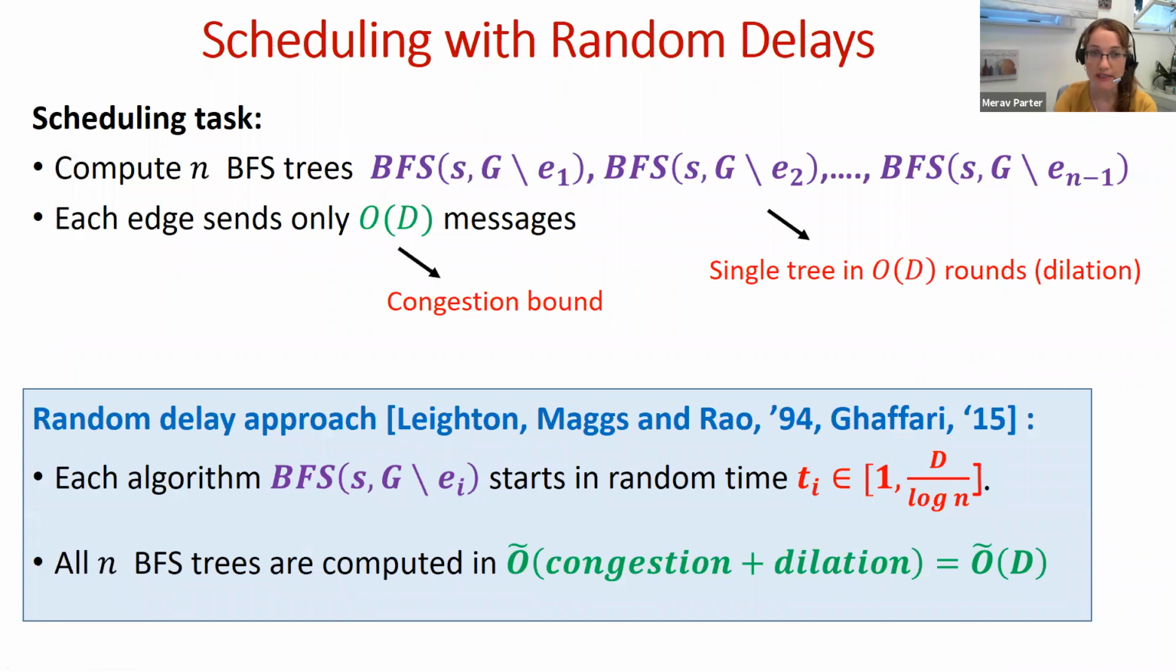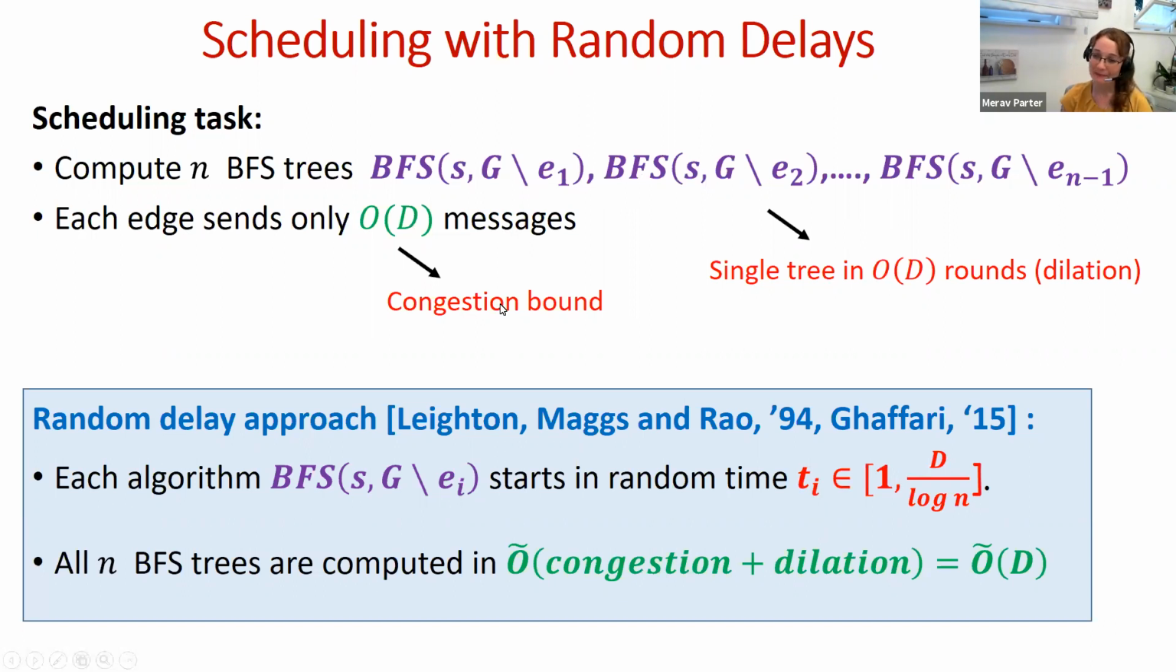And now we actually need to solve a scheduling problem. We have n many BFS trees that we would like to compute. We know that on every edge we should send only D many messages, and a single BFS tree can be computed in order D many rounds. So we use the random delay approach, which roughly in this setting says to pick a random starting time for every BFS tree in this range, where D is actually the congestion bound, okay?